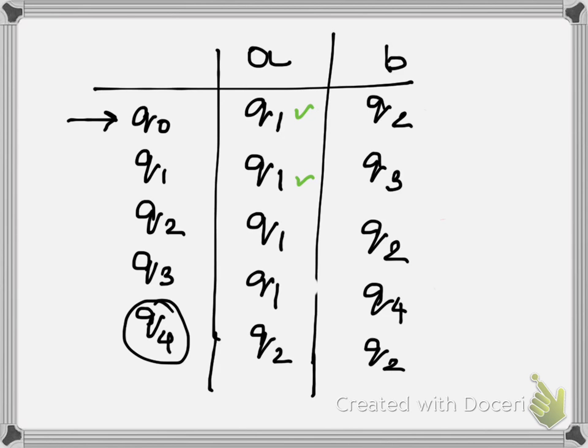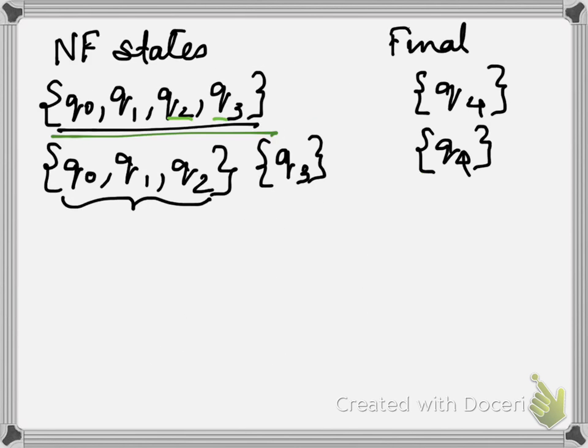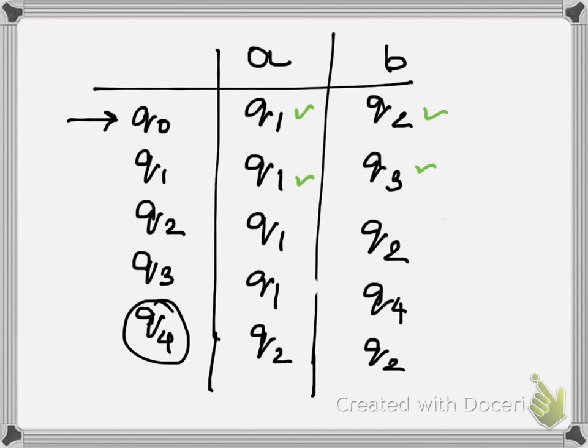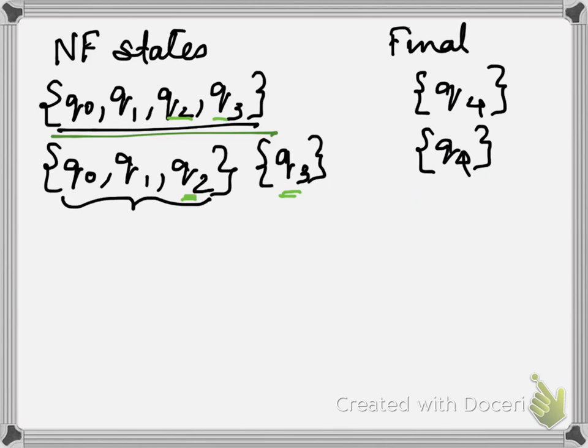Look at B. So Q0 on B goes to Q2 and Q1 on B goes to Q3. Now, in the previous state, Q3 has moved to a different state. So Q2 and Q3 now are in two different sets. So Q0 and Q1 on B are moving to two different sets, so Q0 and Q1 will not be equivalent. So we will separate out Q0 and Q1. Q0 I'll leave here and Q1 I will put it here.